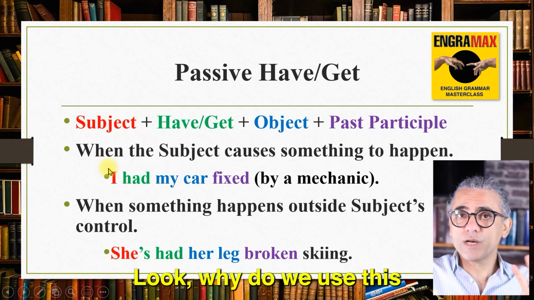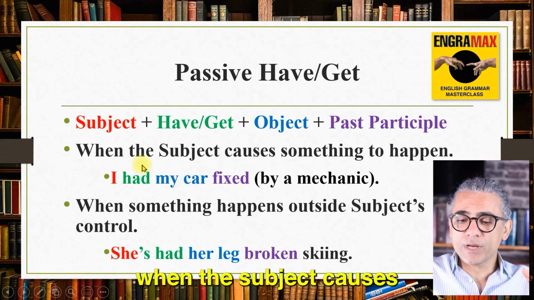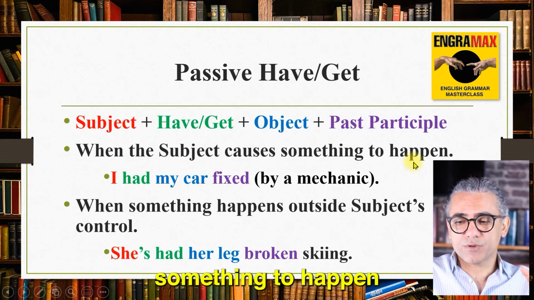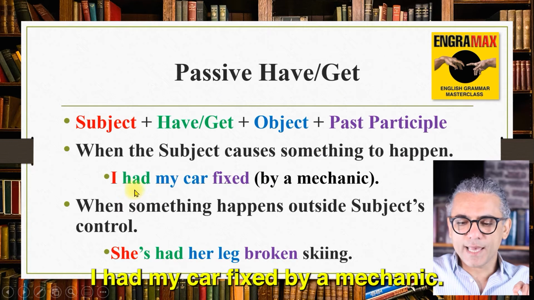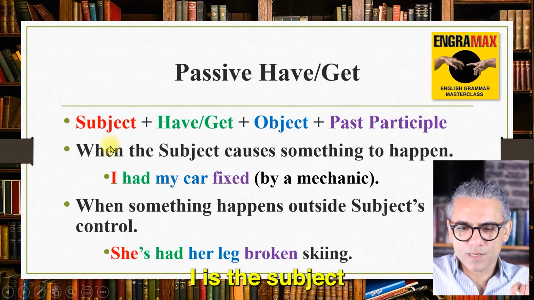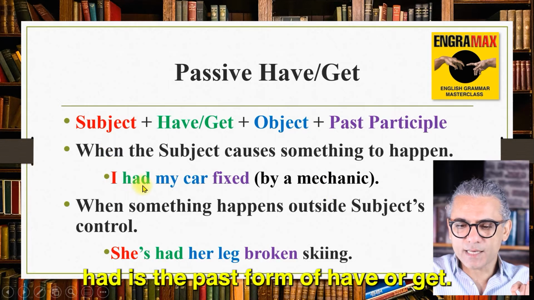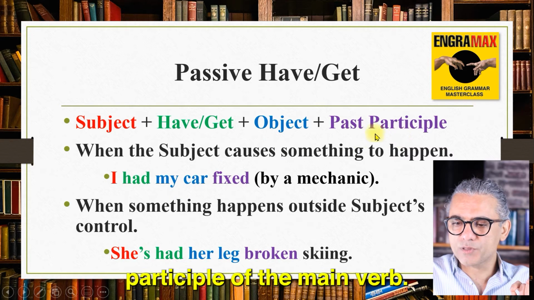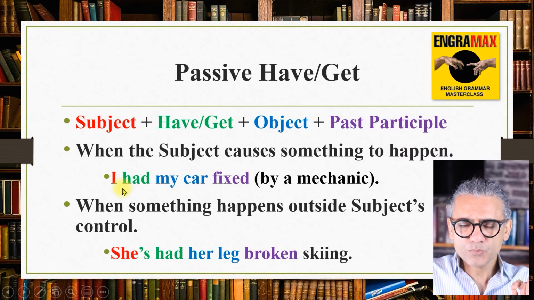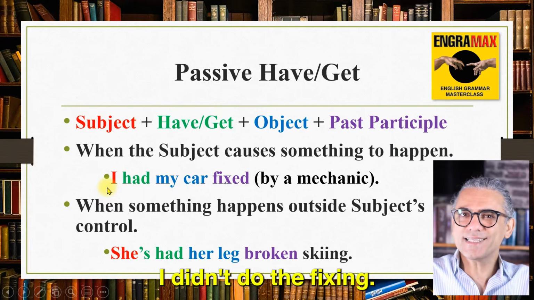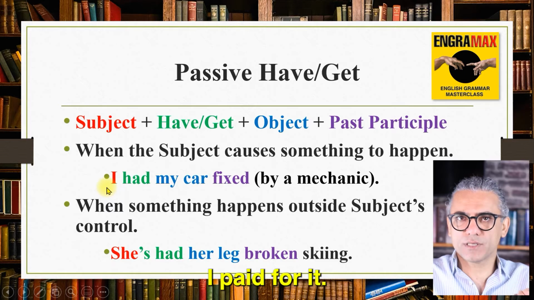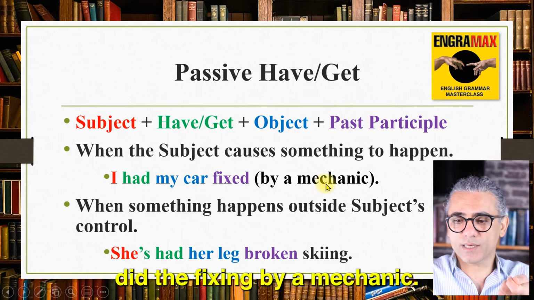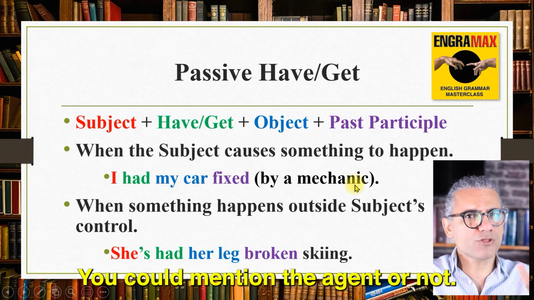Example, look, why do we use this? When the subject causes something to happen. Example, I had my car fixed by a mechanic. I is the subject, had is the past form of have or get, my car is the object, and fixed is the past participle of the main verb. Remember, I am not fixing the car. I didn't do the fixing. I paid for it. Someone else did the fixing, a mechanic. You could mention the agent or not.